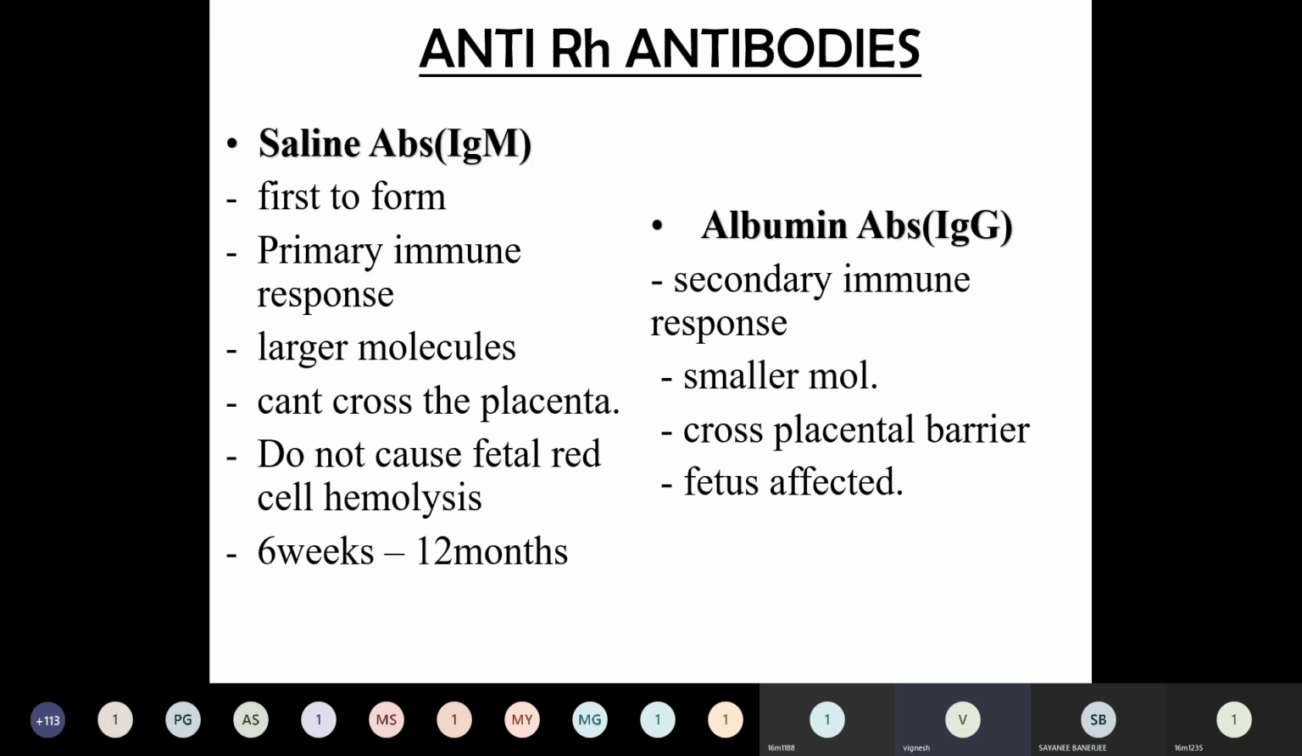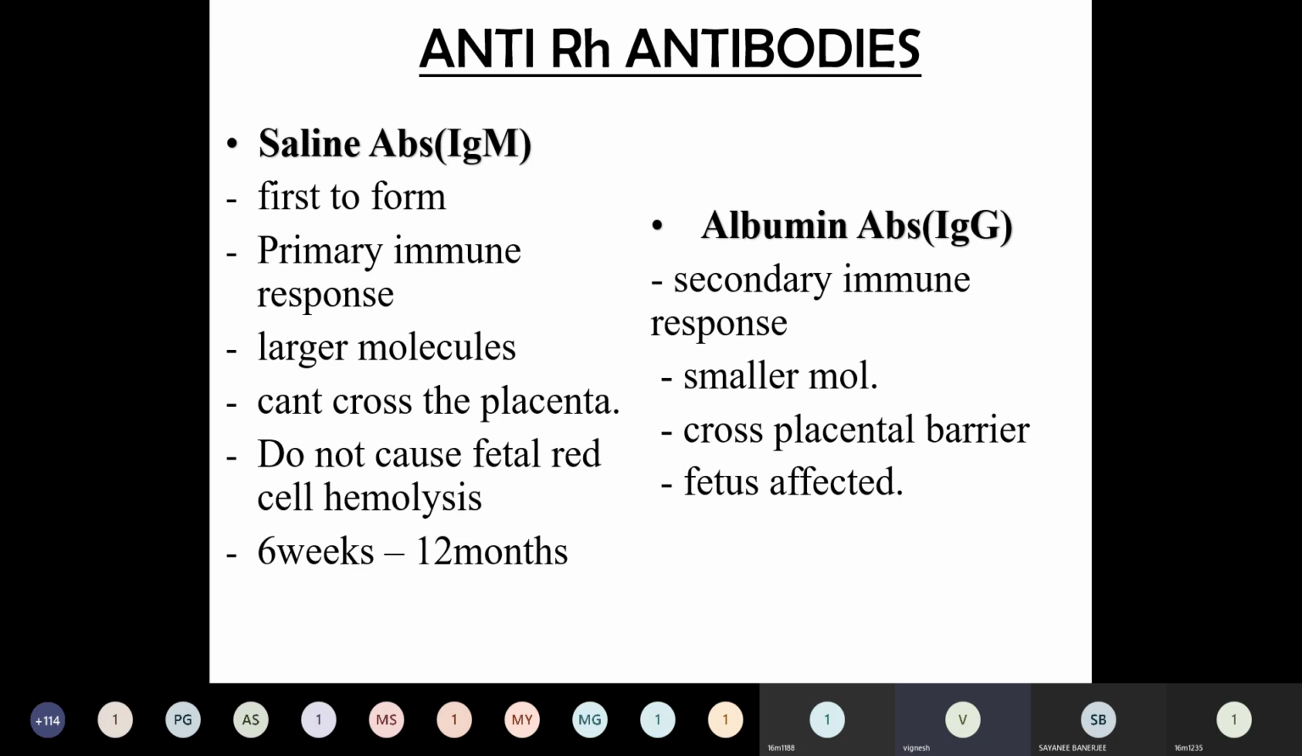The second Rh antibody would be the albumin antibody, which is immunoglobulin G. It produces a secondary immune response. It is a smaller molecule. The molecular weight is very less. Hence, it crosses the placental barrier and the fetus gets affected.